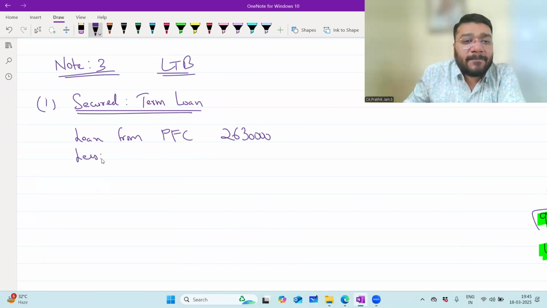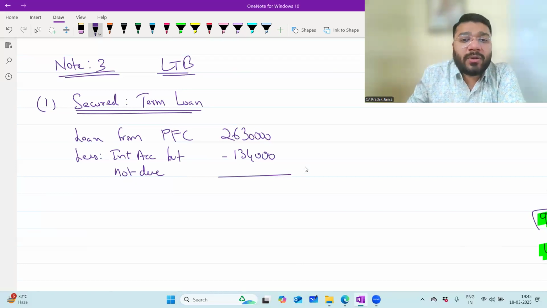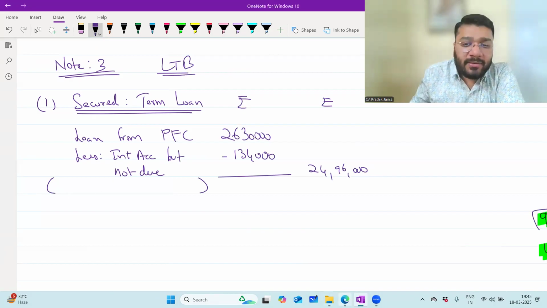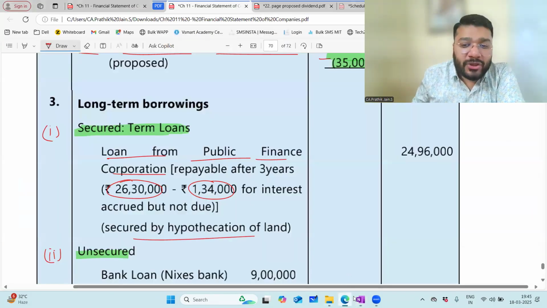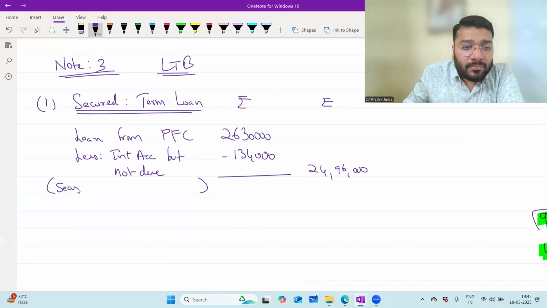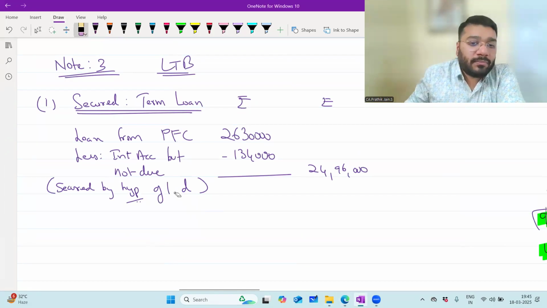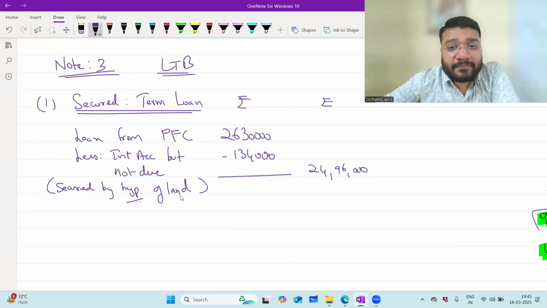Less interest accrued but not due. How much? 1,34,000. So what is the total amount in the outer column? 24,96,000. Without forgetting, you have to mention here that this has been secured by hypothecation of land.